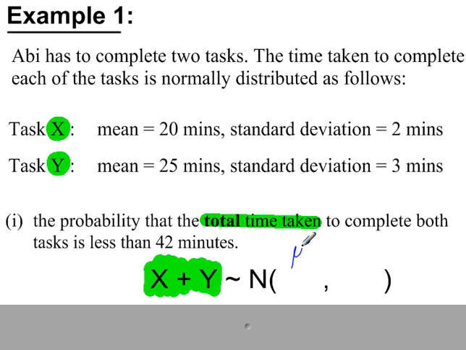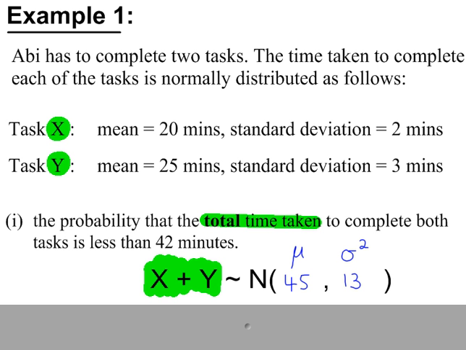So the mean will be the mean of X plus the mean of Y, which is 20 plus 25. And the variance, and we only ever add variances and not standard deviations. So the variance here is 2 squared, which is 4. The variance here is 3 squared, which is 9. So 4 plus 9. So the variance is 13.